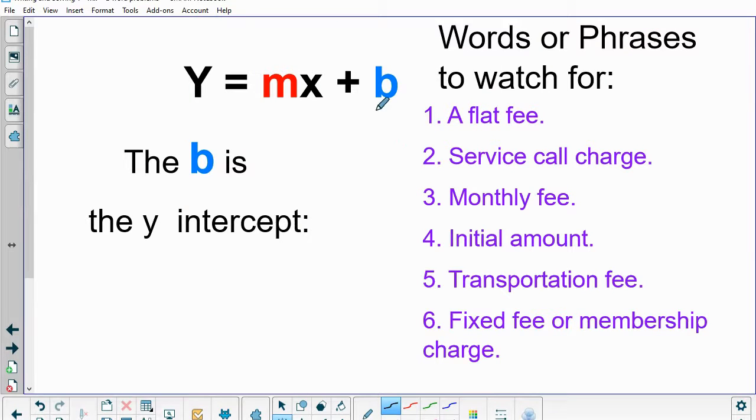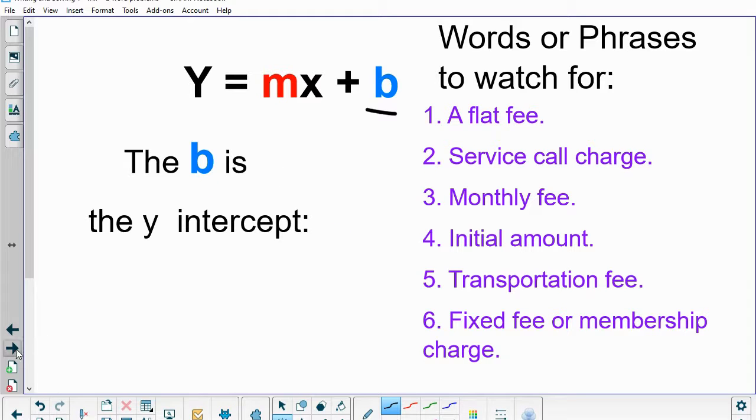Now the other constant in the equation is b, which is the y-intercept. Phrases that you might see in a word problem that would indicate a number that would go in place of b would be a flat fee, a service call charge, or a monthly fee, or the initial amount charged, a transportation fee, some type of fixed fee or membership charge, or a fixed amount that you're already starting with before the other amount starts to change it, before the slope starts to change it.